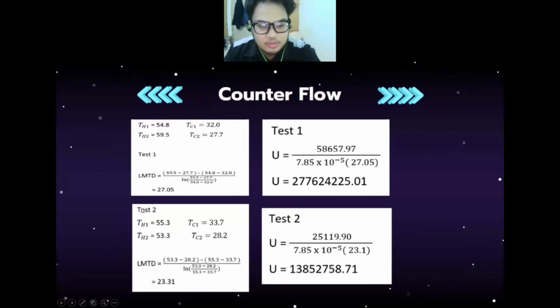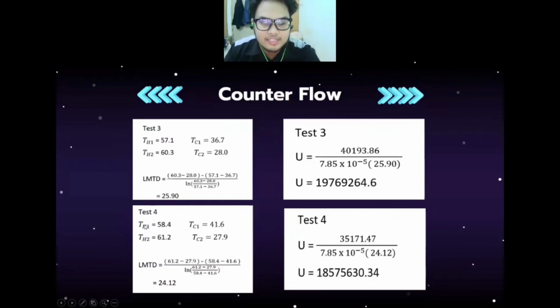For test 2, it's also the same. We calculate the LMTD and get 23.31 degrees Celsius. Then we put it in the heat transfer coefficient. We get 13852,758.71.